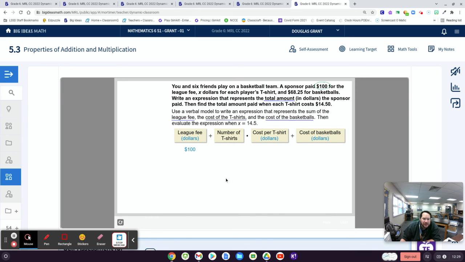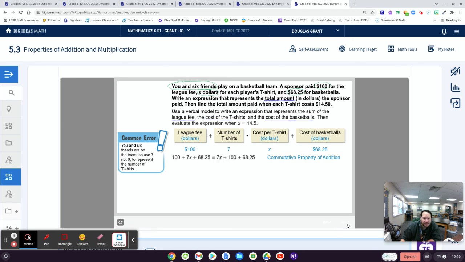So here, the league fee was $100. There are 7 shirts because it's you and 6 friends. Each shirt was X dollars. We don't know what that is. And the cost of the basketballs was $68.25. So this is the expression. I think they'll write it out a little nicer. There it is. That's the expression for the amount of money. Okay, so now what I want you to do is take this expression, use some paper, maybe even a calculator is okay on this problem, and evaluate this when X is 14.5.